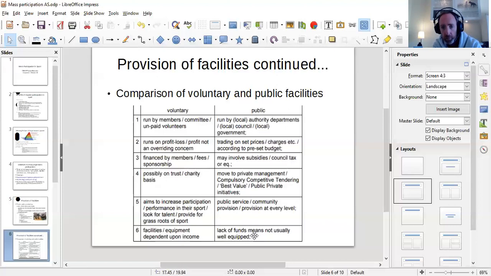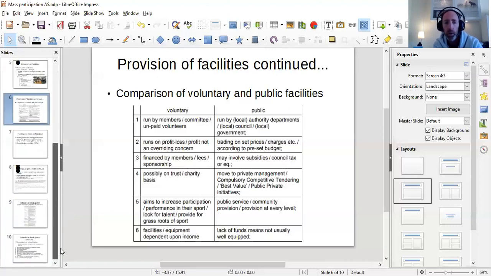Finally, lack of funds in the public facility. That means they're not usually well equipped. They operate on a budget. The provision of equipment not brilliant. It's kind of enough to do its job. It's not amazing. And then within a voluntary club, your facilities and equipment will be dependent upon income. A successful club with a large membership base, local sponsorship, etc., will be able to provide good facilities and good equipment. A club with small numbers, small sponsorship, if any, will be obviously very different.